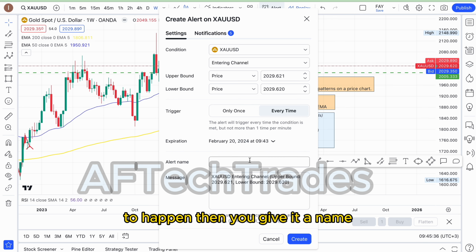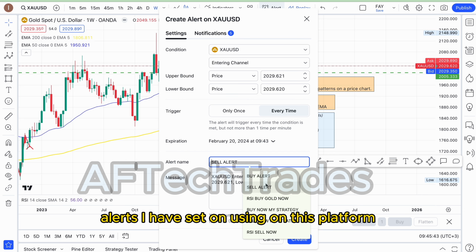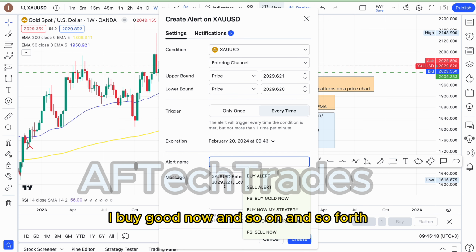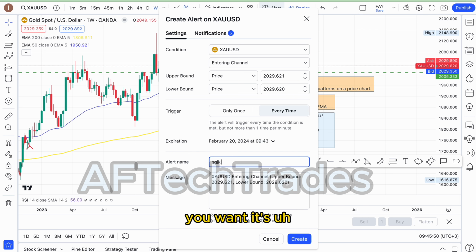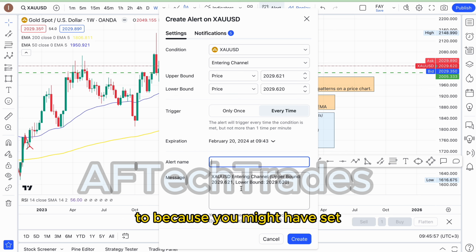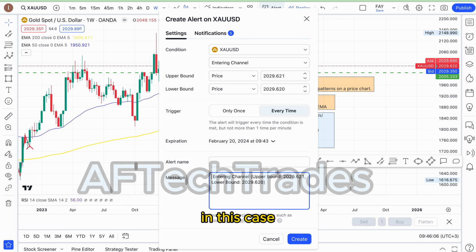Then you give it a name. Maybe you can rename this. These are previous alerts I have set on this platform: sell alert, buy alert, RSI buy gold now, and so on and so forth. So you can name it whatever you want. It's an editable text. Then the type of message you want to see, because you might have set several alerts on different currency pairs, so it should tell you exactly which of the currency pairs you want to look at. In this case, you could say it is the GBP USD.